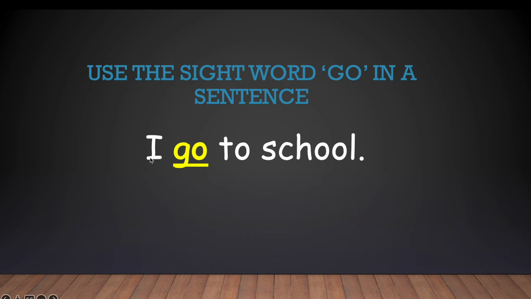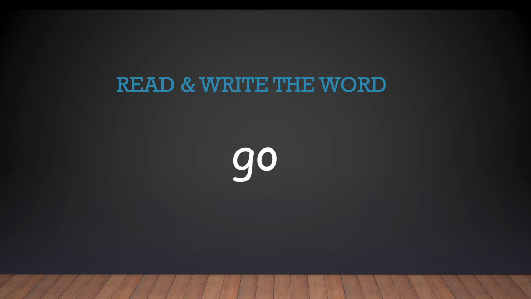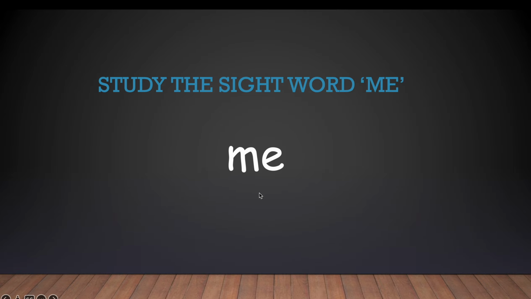My sentence says, I go to school. You think of a sentence with the word go in it and say it out loud now. Now we're going to read and write the word go. Let's start by writing our letter G. Make a circle, then go down and make a tail under the line, and then make your letter O. Let's read it. Go. Good job.